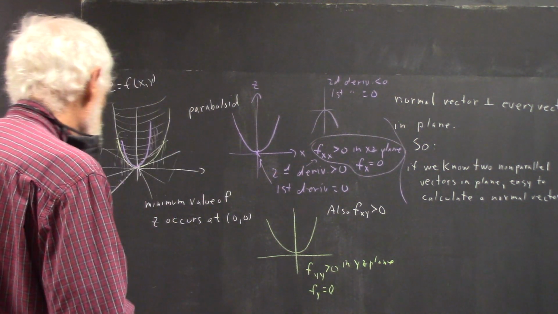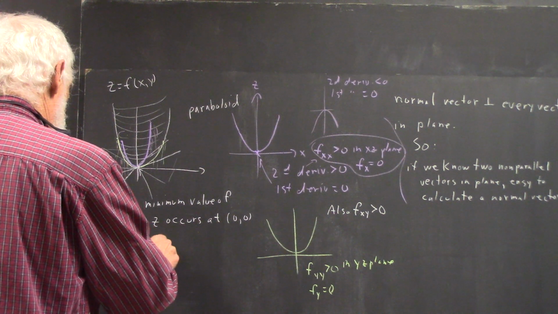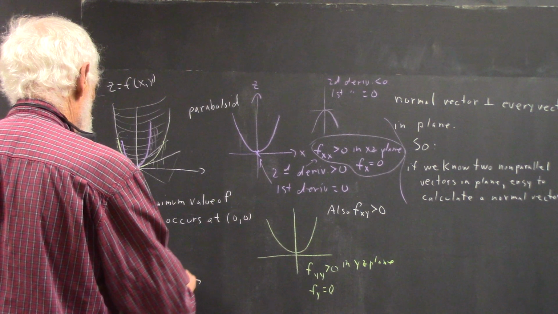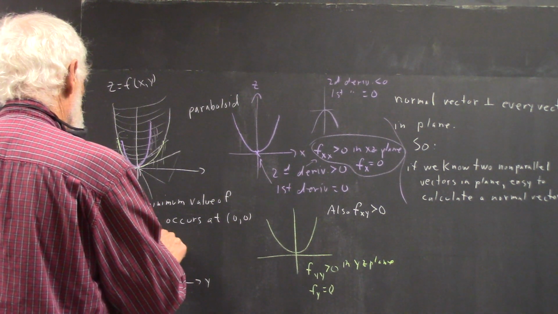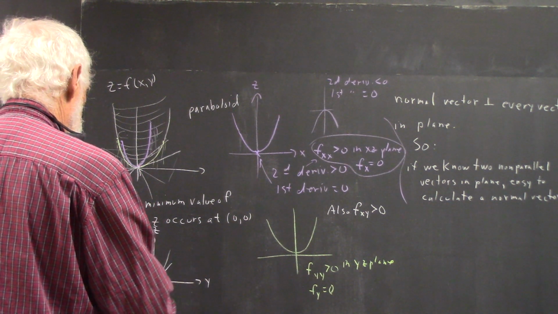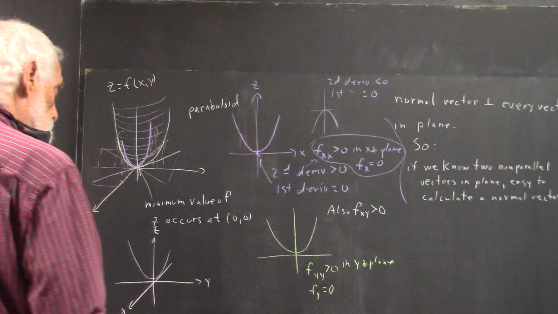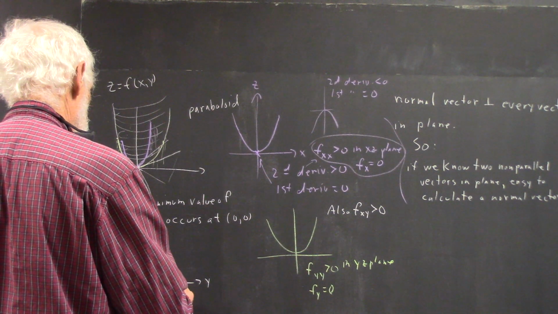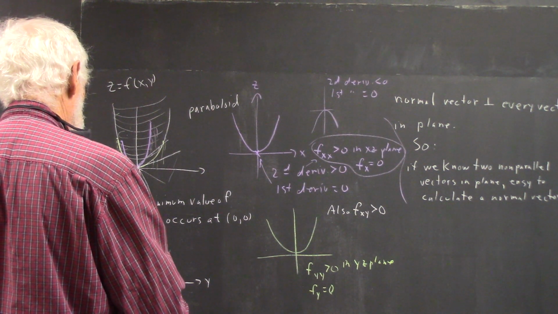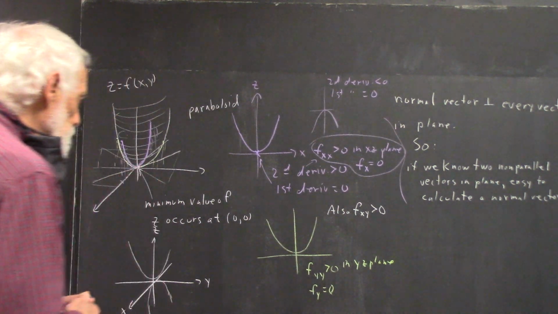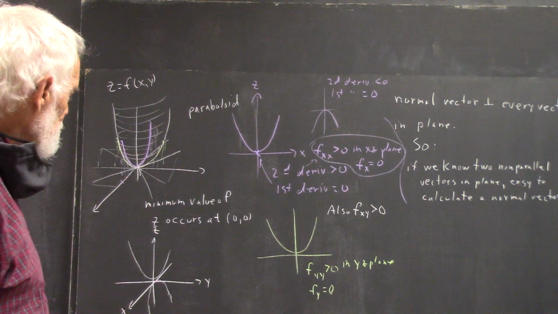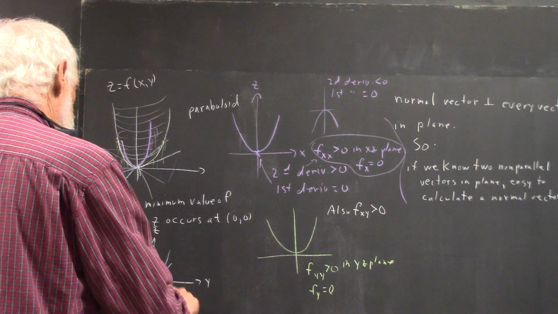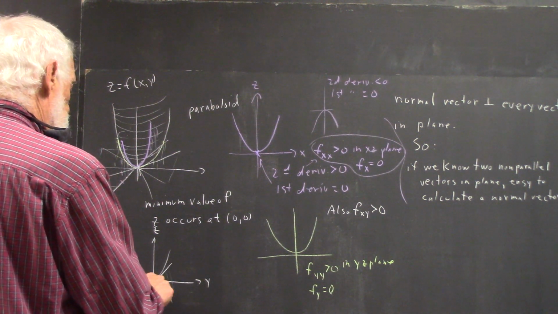we could have a surface that does this in the YZ plane, but in the XZ plane goes down like this. Okay, we've got pictures of surfaces that do this. That makes this a saddle point. And it doesn't have a maximum or a minimum at the origin.